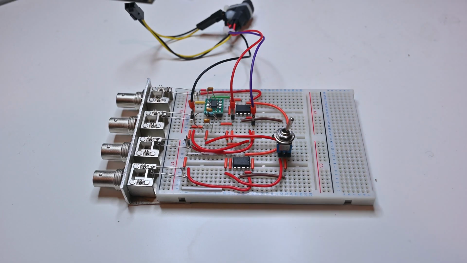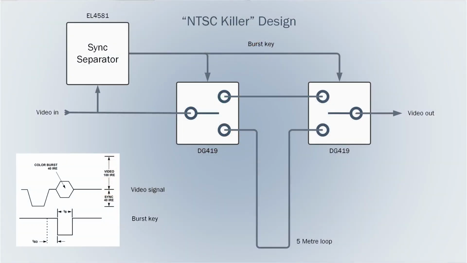So how does it actually work then? Well, we basically take the incoming signal, and feed it into a sync separator which generates a burst key. This is just a pulse which is asserted during the period of the color burst. We then use that to drive a pair of analog switches. During the time of the color burst, the signal passes straight through, but during the time of the visible signal, it is rerouted around a 5-meter loop of coax cable. Why 5 meters? Well, that's just a piece of cable I had, and it seems to do the job pretty nicely. So let's switch it on.